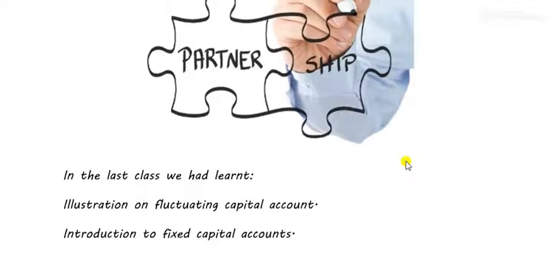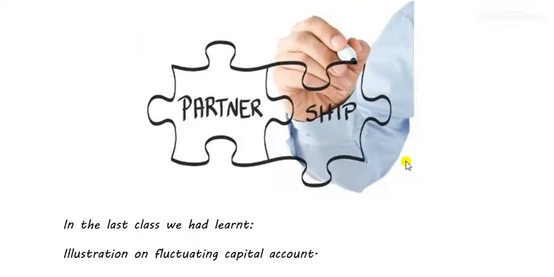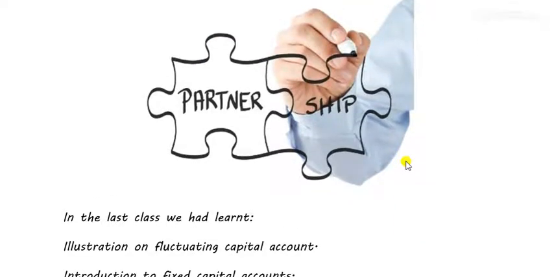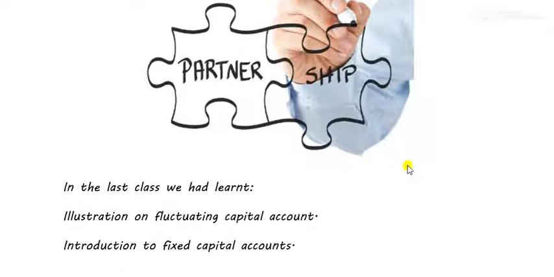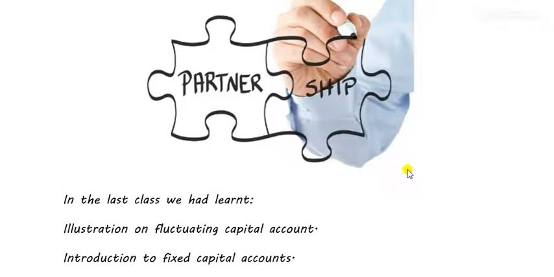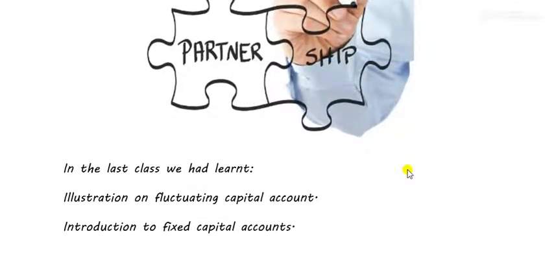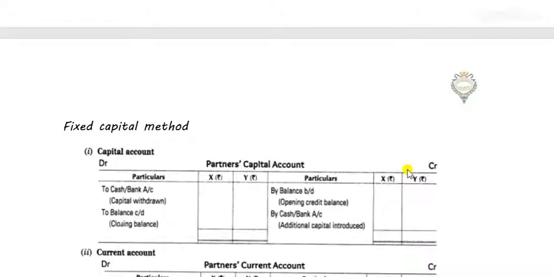We were doing introduction to partnership, and in the last class we had learned fluctuating capital account, and we had also practiced an illustration on that. Today we are going to practice fixed capital account. We are going to make a sum on partners' fixed capital accounts. So without any further delay, let's proceed into the class.